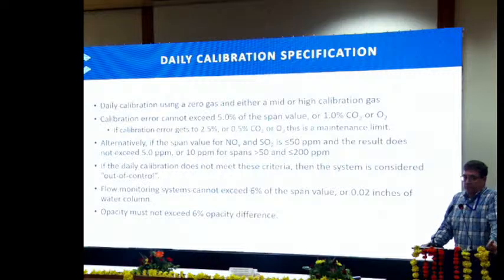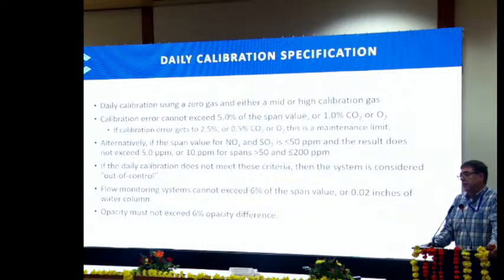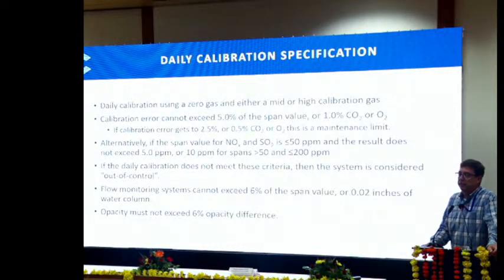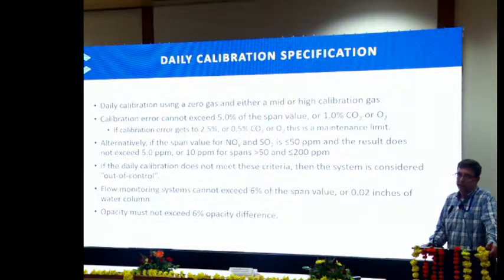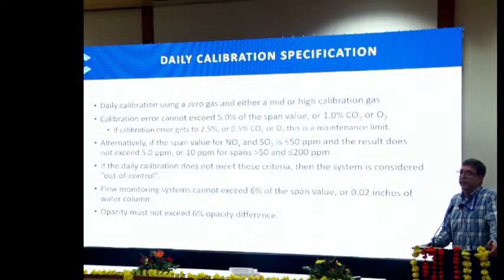Alternatively, if you're running on particularly low spans, if your NOx and SO2 are below or equal to a 50 ppm span, and the result does not exceed an absolute value of 5 ppm, or 10 ppm for spans between 50 and 200 ppm, then you are still within the acceptable range. If the daily calibration does not meet these criteria, then the system is considered out of control, and that data is invalid back to the previously good calibration. So you would be penalized back to the previous morning or afternoon, whenever you did your calibration.